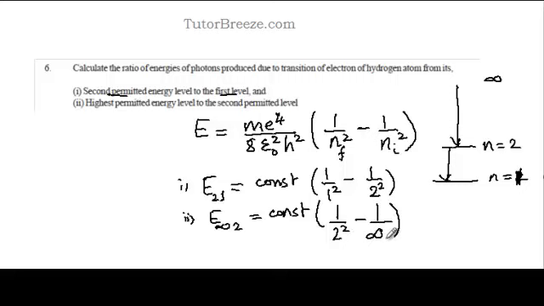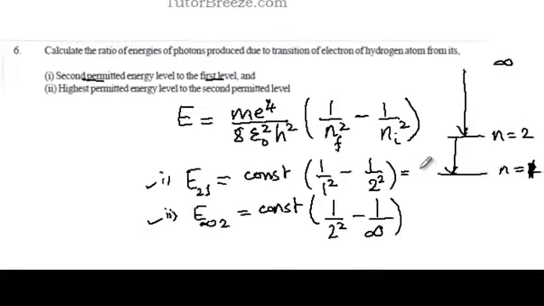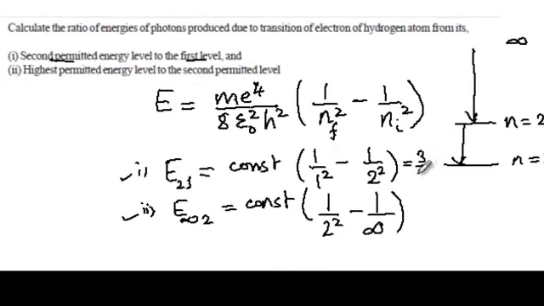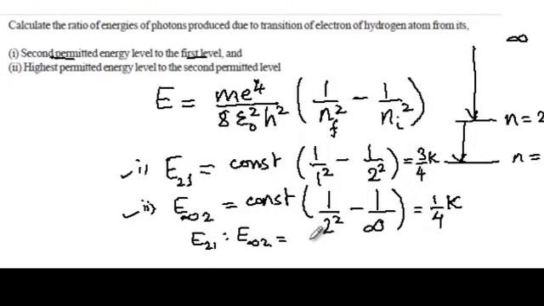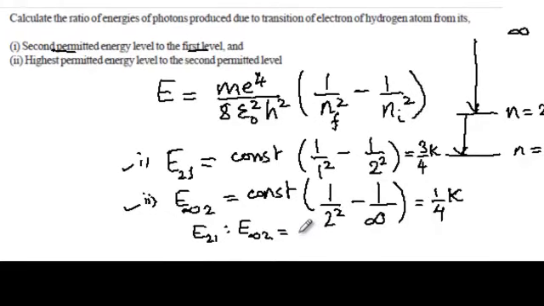So you have 1 over 2 squared minus the initial state, which is infinity. Now 1 over infinity would be 0, and taking a ratio of these two values of the energy gives us the final answer. So you can solve this, and this will come out to be 1 minus 1 by 4, which is 3 by 4 times the constant that we've taken, and this will be 1 by 4 times the constant that we've taken. So the energy for the first transition is to the energy for the second transition as 3 by 4 is to 1 by 4, which is 3 is to 1.